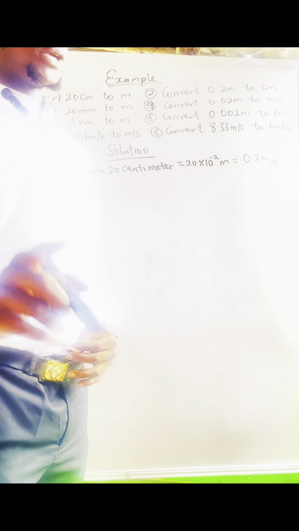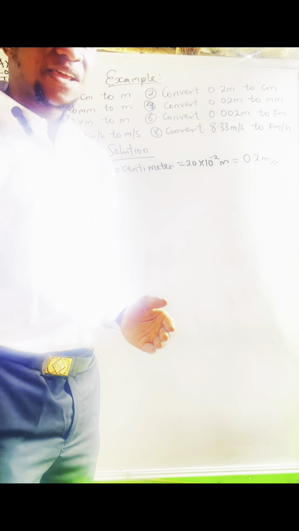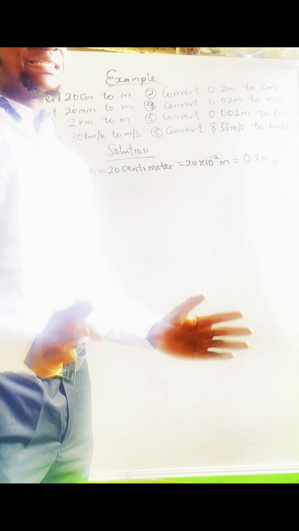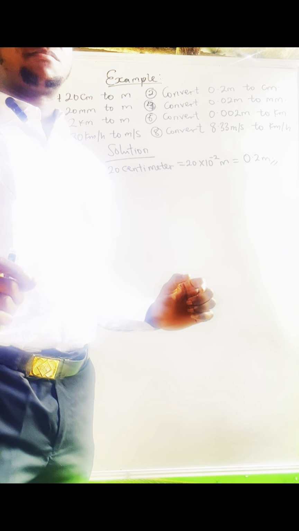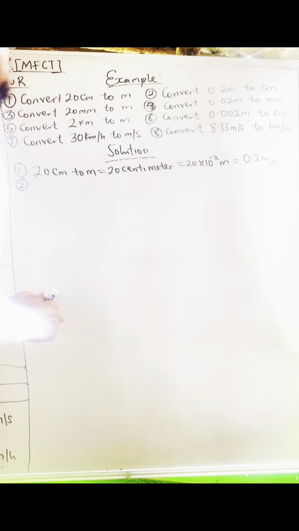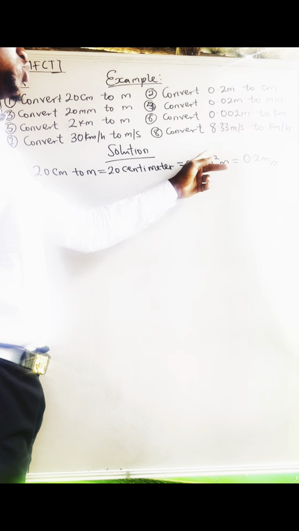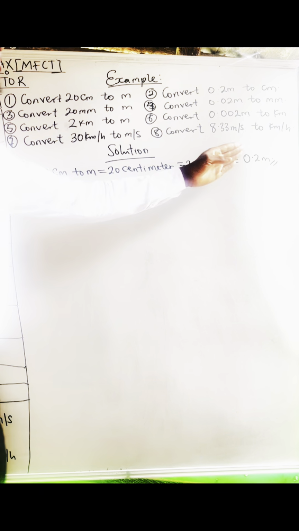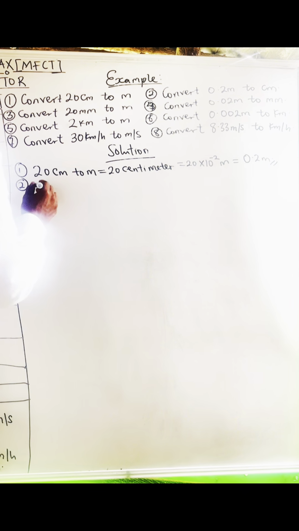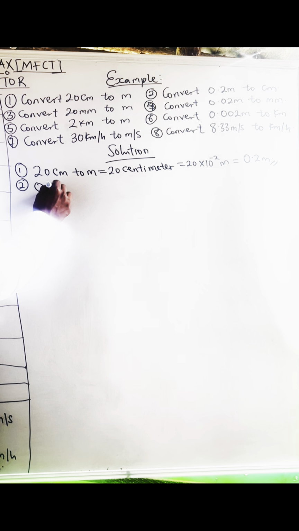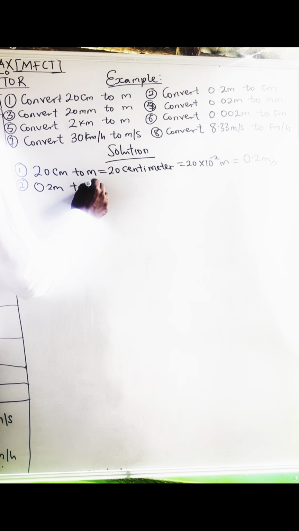Also, you have to know something. It is either you multiply by 10 to the power minus 2 or you divide by 100, which is 10 to the power 2. It is either you multiply by 10 to the power minus 2 or you divide by what? 100. So guys, this simply means that if to convert centimeter to meter, we have to multiply by 10 to the power minus 2, then to convert meter to centimeter will just be the what? The reverse.